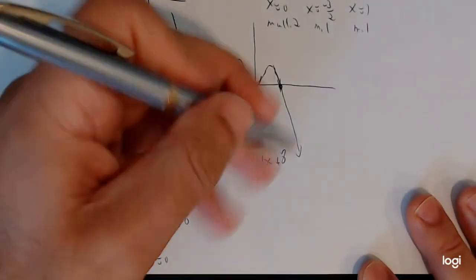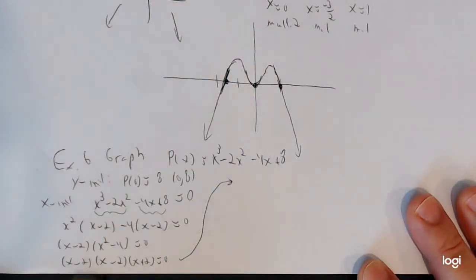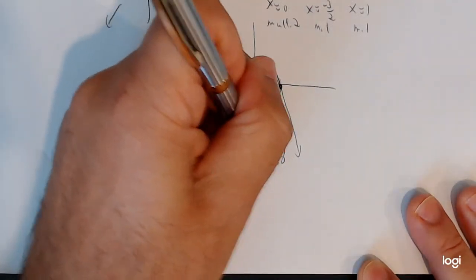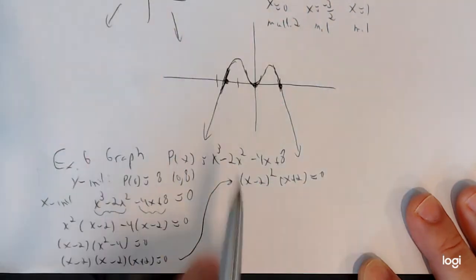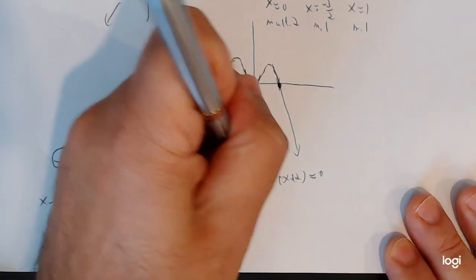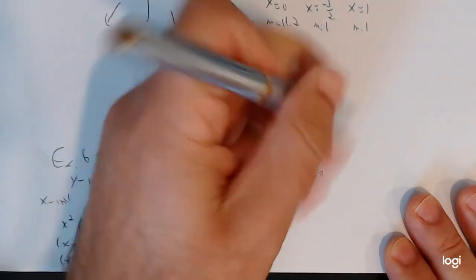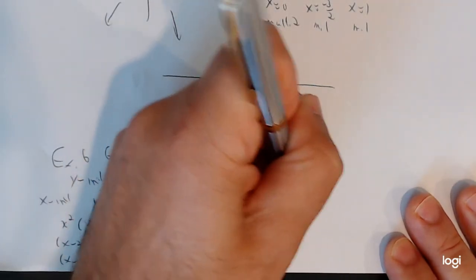So if I move up here, what do you notice I have? I have two x minus 2 factors, so it's x minus 2 squared, x plus 2 equals 0. So what are my zeros? x equals 2 with a multiplicity of 2. x equals negative 2 with a multiplicity of 1.